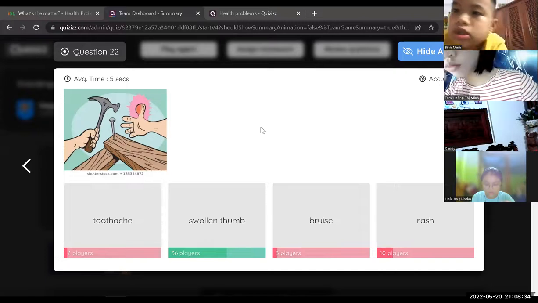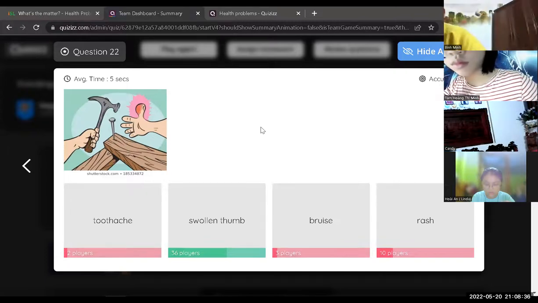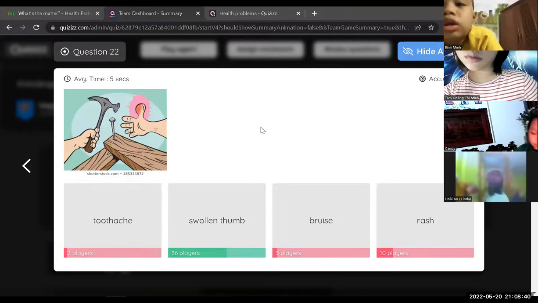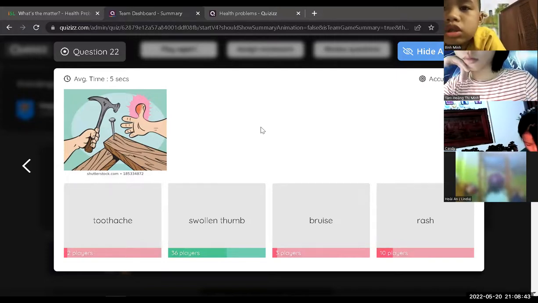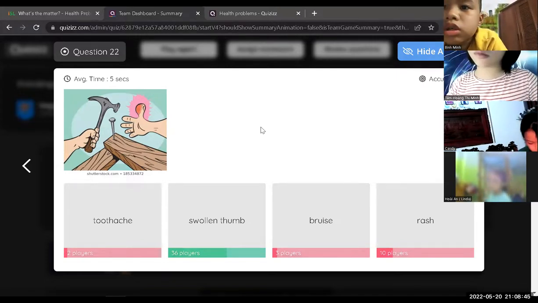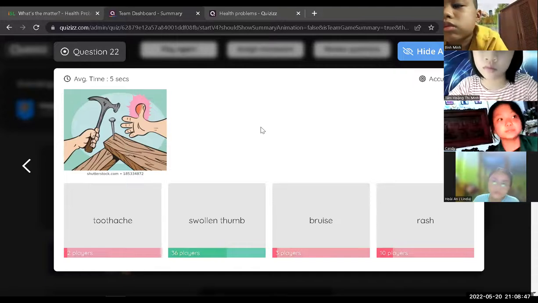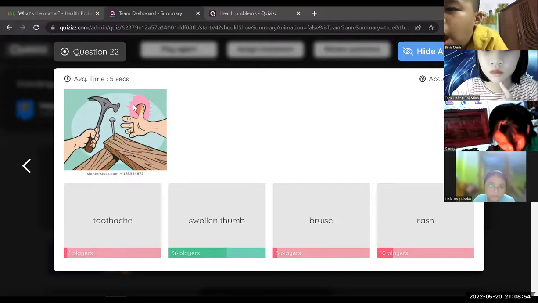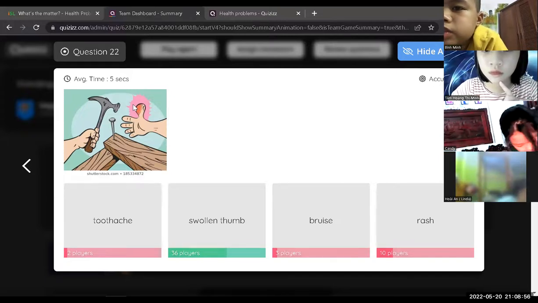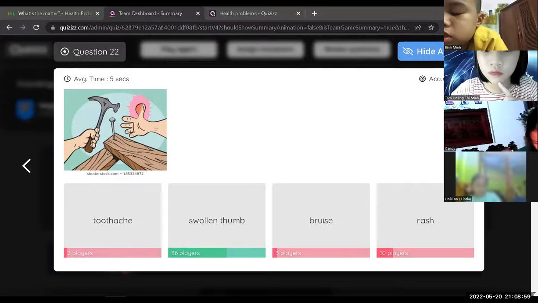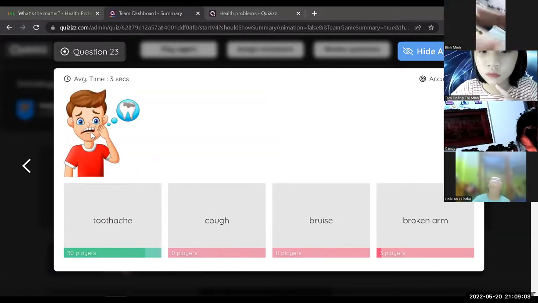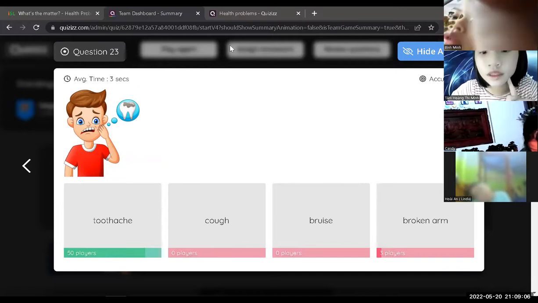Swollen. Remember the face? When you got a toothache, your face got swollen too. The word swollen means bị sưng lên. Here, when you use a hammer like this, you will get a swollen thumb. Thumb is this one. Thumb is a kind of finger. Ngón cái, you call it thumb. And the last one, toothache. Something wrong with your tooth. So you got a toothache.